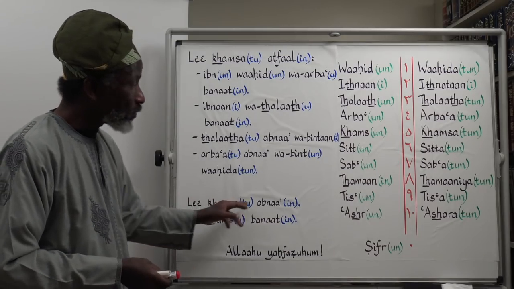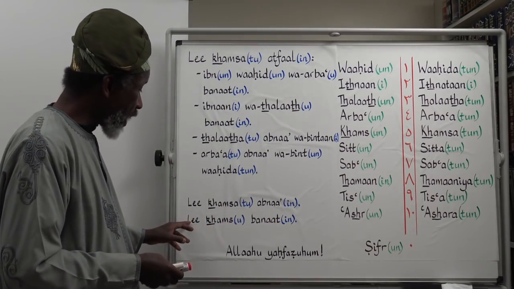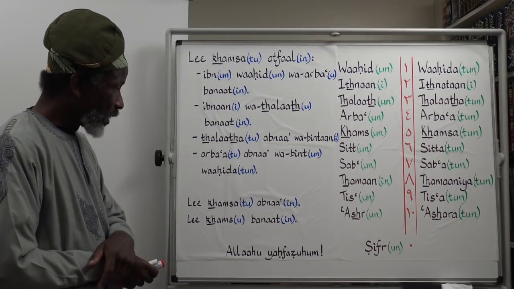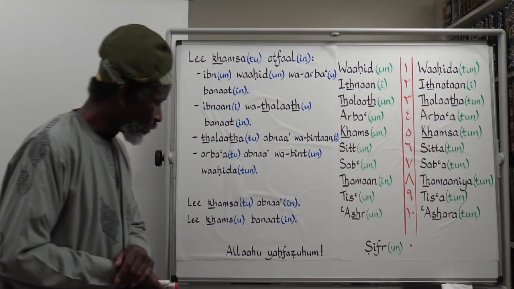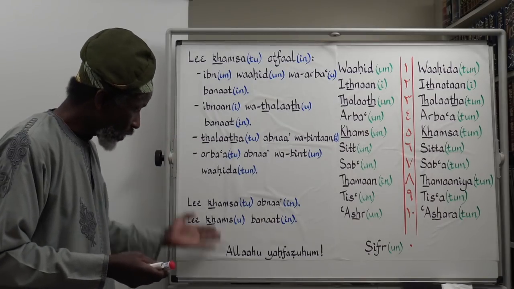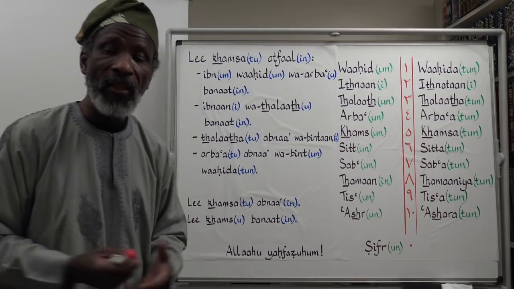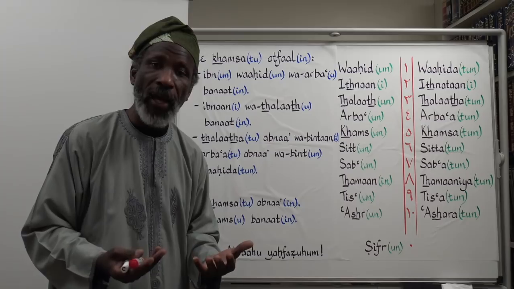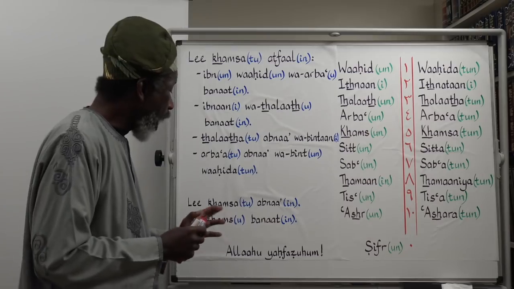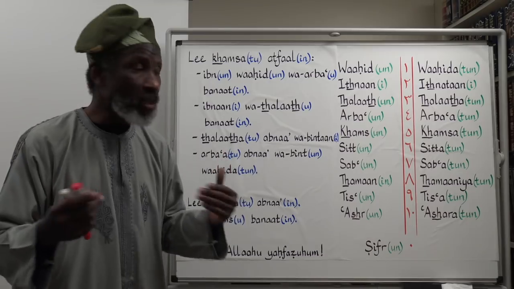لي خمسة أبناء. I have five sons. لي خمسة بنات. I have five daughters. Now, cultural norm. For instance, somebody tells you any of these, that I have how many children, you can say, Allahu yahfazuhun. May God protect them. So it's a cultural input there. May God protect them, look after them.